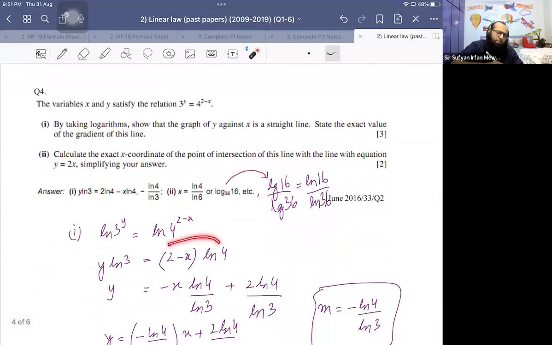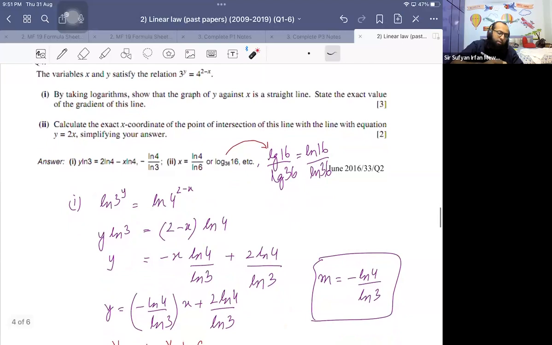Then 2 will be multiplied by ln 4, and minus x will also be multiplied by ln 4. Minus x times ln 4 is minus x ln 4, and 2 times ln 4 is 2 ln 4. But over here we have ln 3, so we cross multiply it. So minus x ln 4 upon ln 3, and over here as well 2 ln 4 upon ln 3. Now I have rewritten it in the form y equals mx plus c.